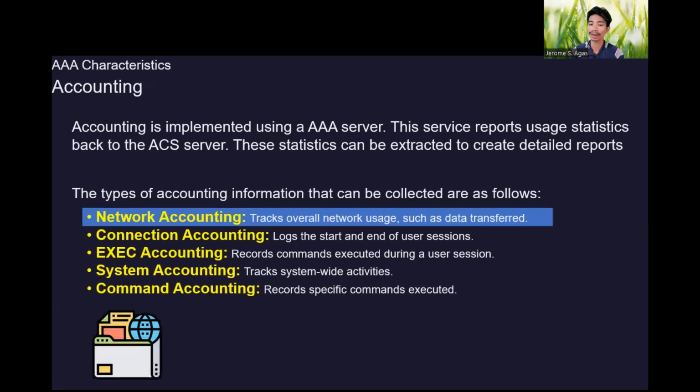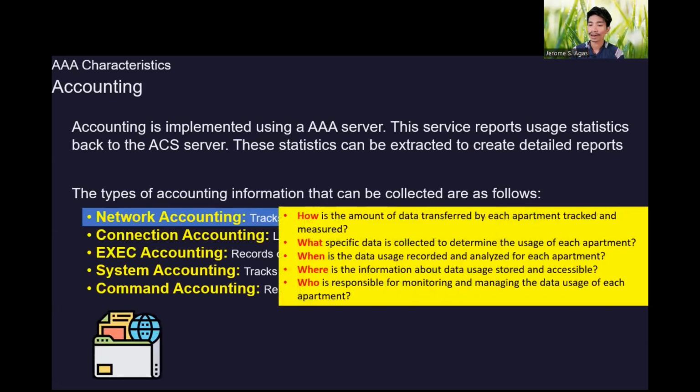So of course, the accounting answers how the amount of data transferred by each department is tracked and measured. What specific data is collected to determine the usage of each department? When is the data usage recorded and analyzed for each department? Where is the information about data usage stored and accessible? Who is responsible for monitoring and managing data of each department? So these are the specific questions to answer for network accounting.